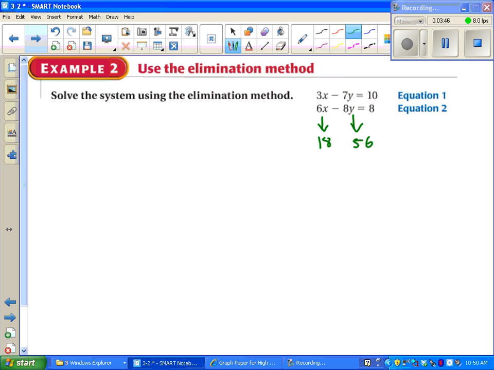So I'm going to make my x value 18. To get 18 on the first one, I have to multiply everything by 6. To get 18 on equation 2, I have to multiply by 3. But since I want these to cancel out, I want a negative 18, so I'll say negative 3. Now I multiply everything by 6 on the top one, get a new equation. And do the same thing for equation 2.